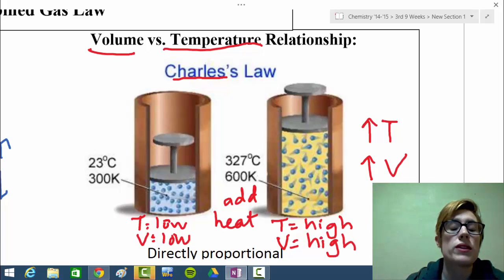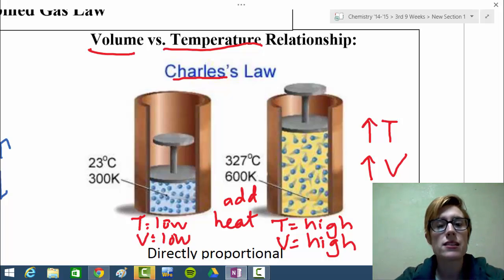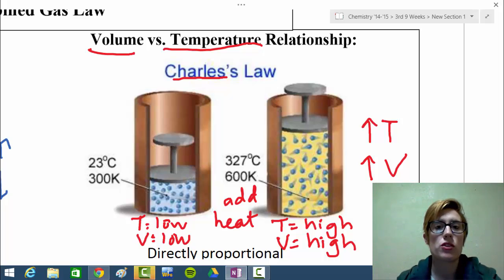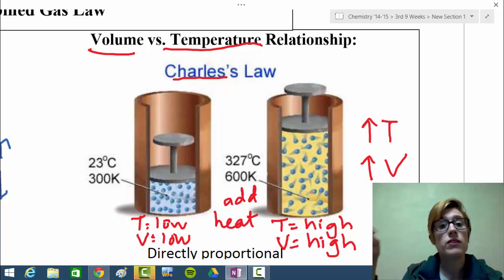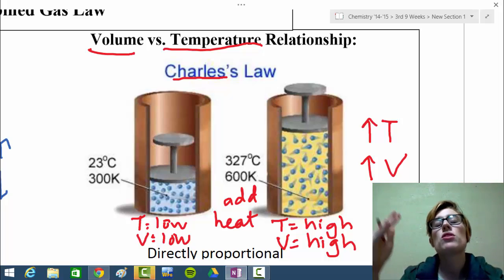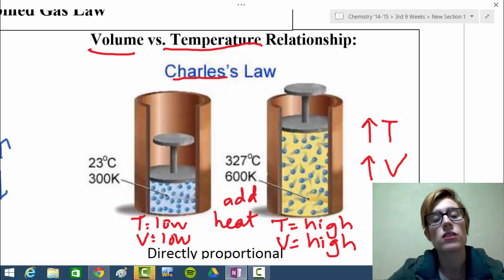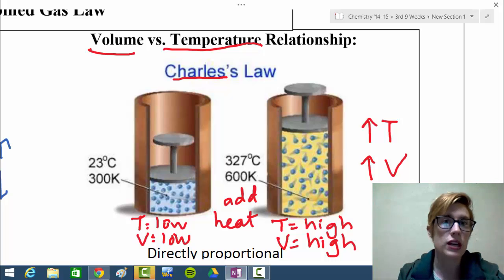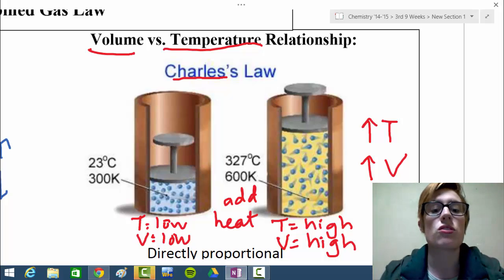The same could be said if we went the opposite direction. So if we have a balloon with really, really hot gas, and we put it in a freezer and we let it cool, what happens to all of those particles? Well, they're not moving as fast, right? So they take up a lot less space, so your balloon will shrink. So if you take a balloon and you put it outside in 90-degree weather, the balloon swells, it gets bigger. And then if you take that same balloon and you put it in the freezer, it shrinks. And that's due to Charles's law.